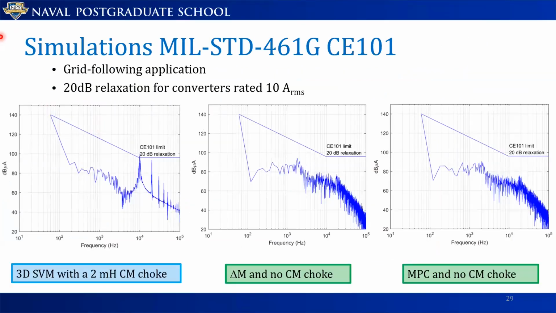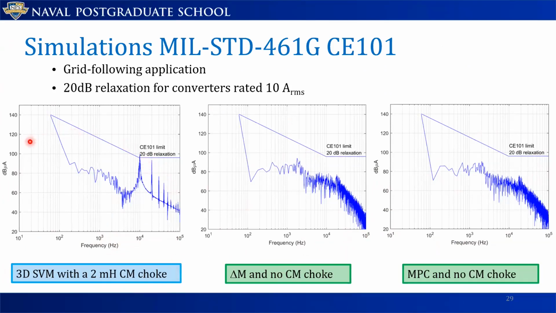So for the grid following, I chose to show you some simulations to compare the 2 methods that I propose: the 4-leg converter with pulse density modulation, delta modulation, or model predictive control. And we wanted to compare to the benchmark, which is 3D space vector modulation with a 2 millihenry common mode choke.